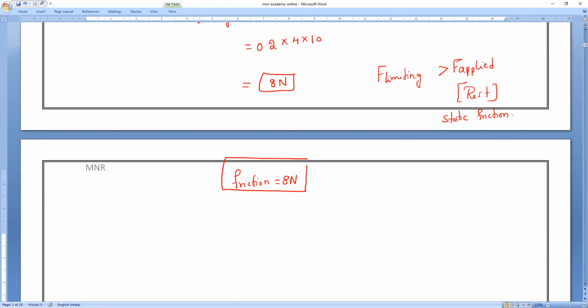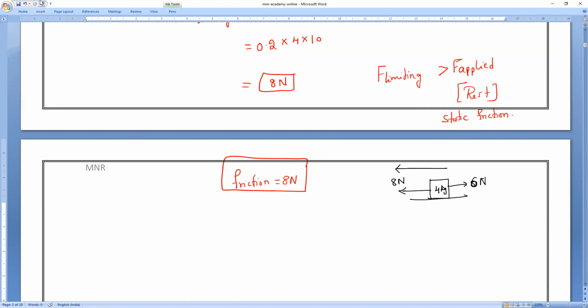8 newtons. So here is the only problem now. Do you think the friction is 8 newtons? Can anybody guess? At least be logical. All of you observe very carefully. There is an object, which is 4 kg. The applied force is 6 newtons. Now the frictional force is 8 newtons, which means the body must move to this side.